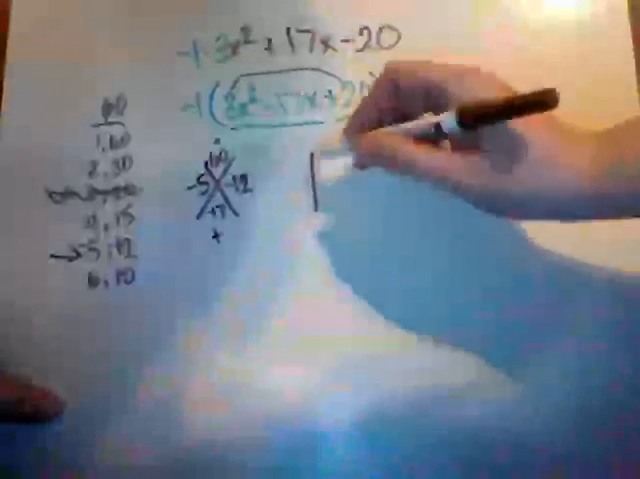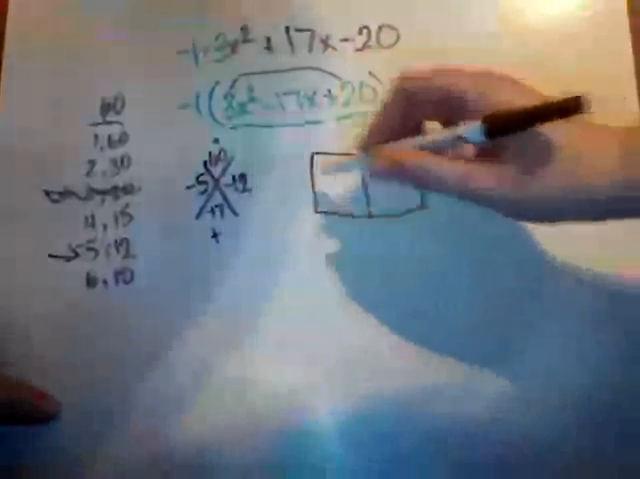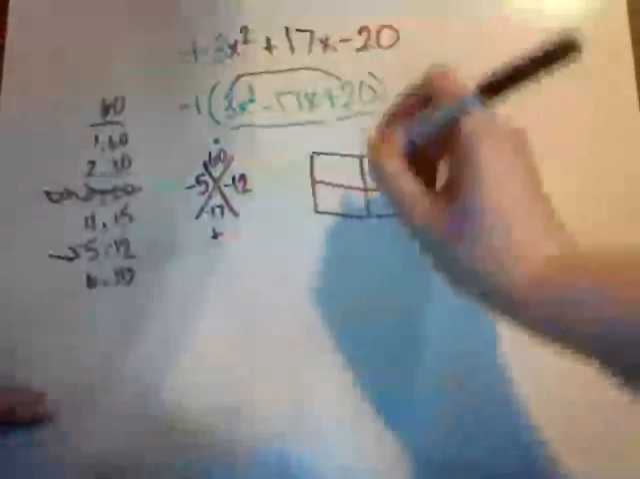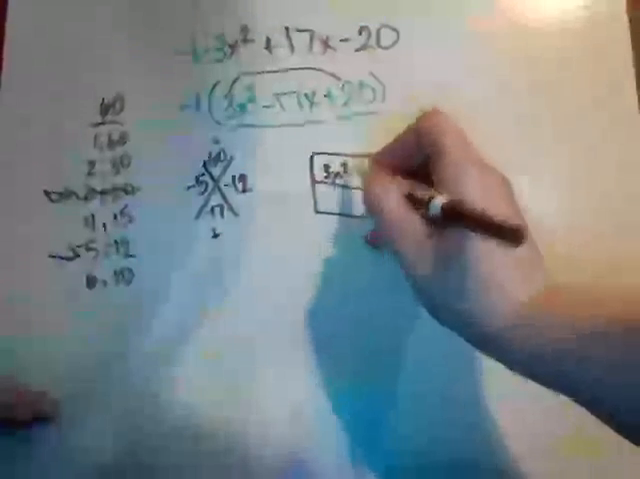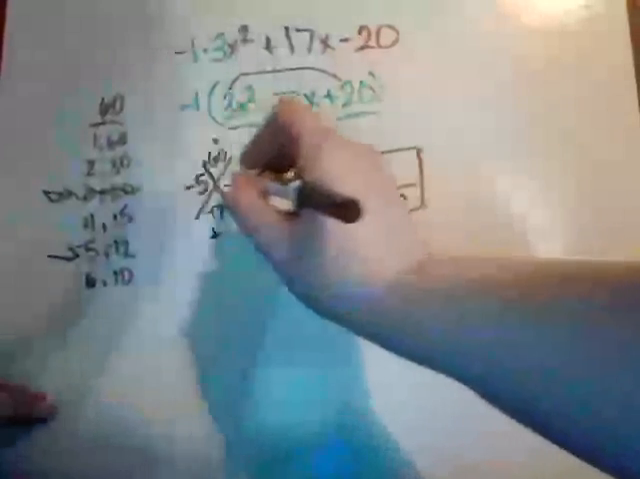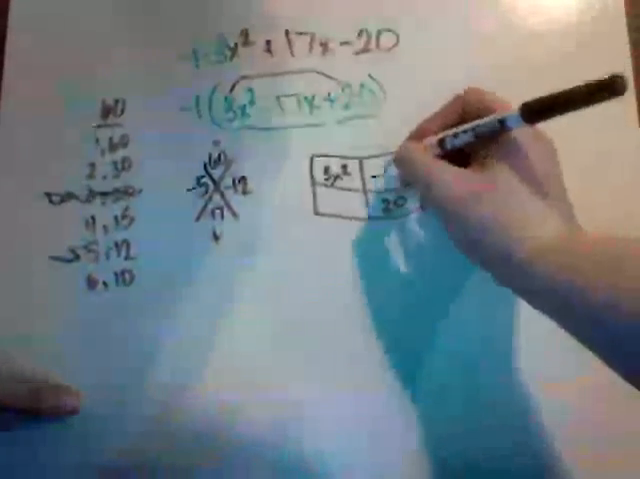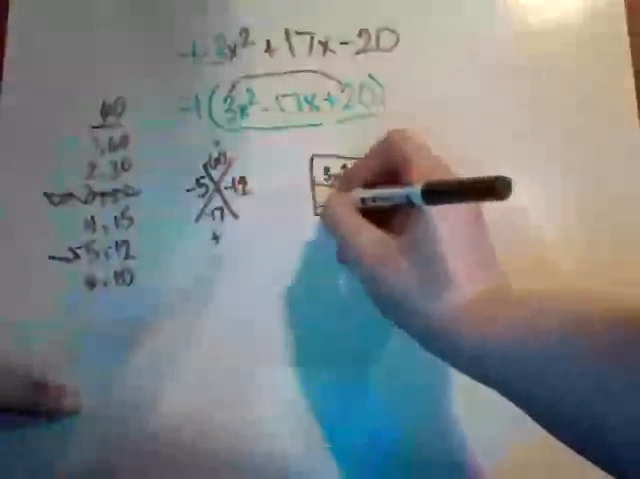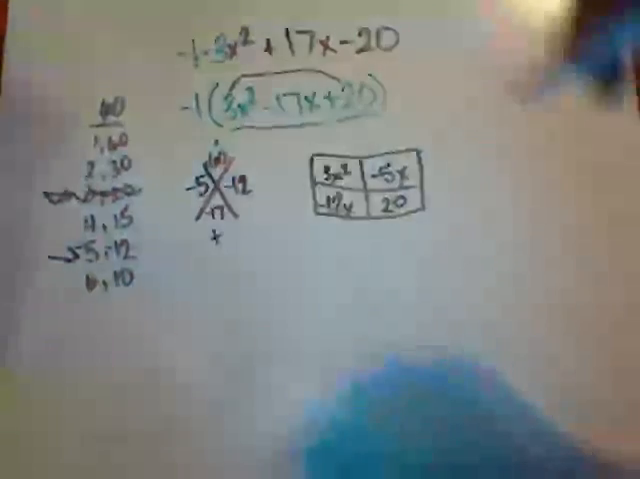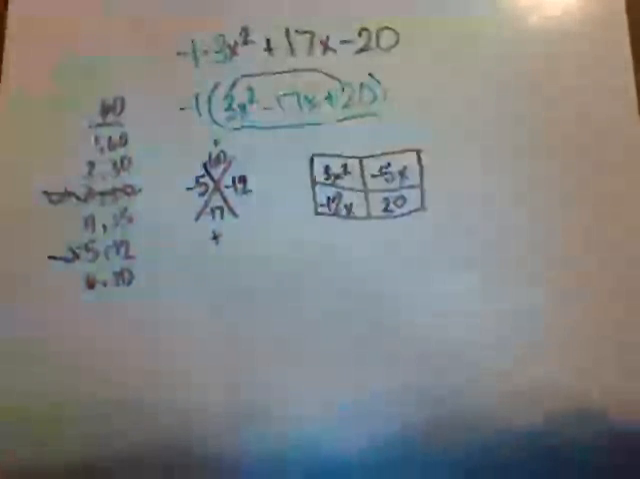Now, since this one had that leading coefficient, right, we do need to use the box. So I'm going to set up a 2 by 2 box here. All right, so I'm going to take the first term, the 3x squared, and put that in the first box. I'm going to take the last term, the positive 20, and put it in the last box. And then my two numbers from the X are going to go in with an x behind them. So I had a -5x, and I had a -12x.